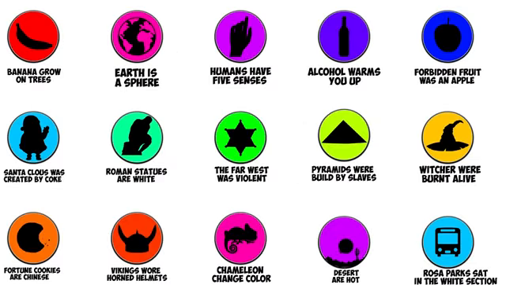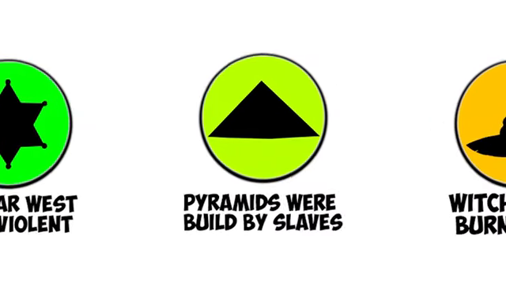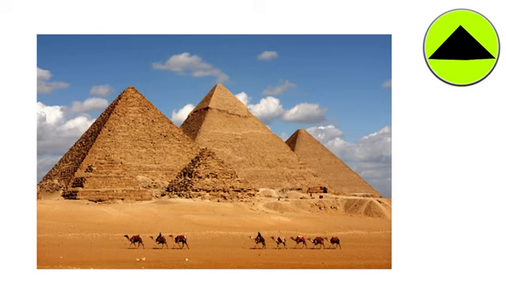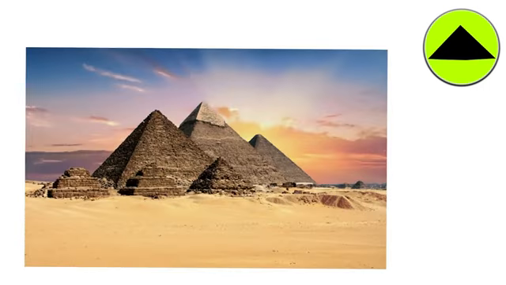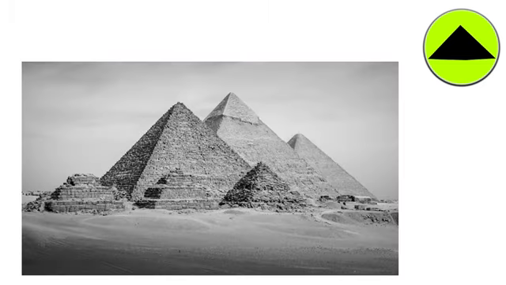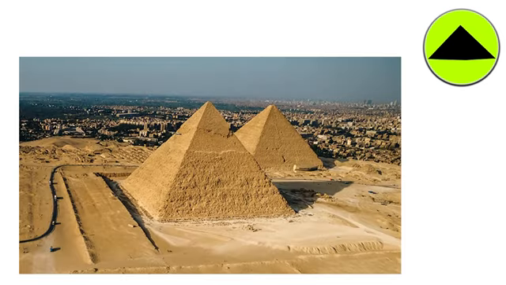The next misconception is that the pyramids were built by slaves. The misconception that the pyramids were built by slaves is common, but it does not actually correspond to the historical truth. The construction of the pyramids in ancient Egypt was a complex and multi-layered process involving various social groups, including artisans, villagers, and specialized workers. Here are some examples of this misconception.